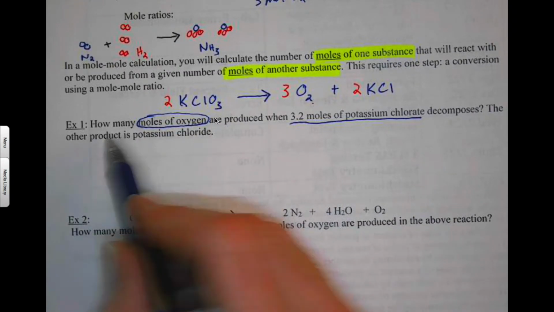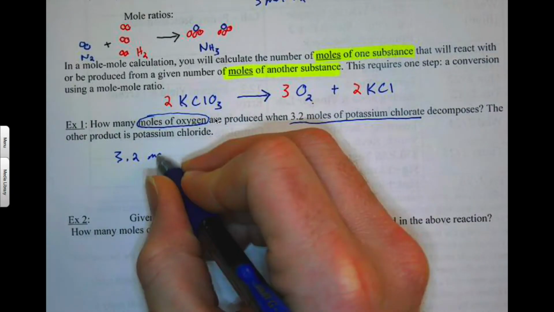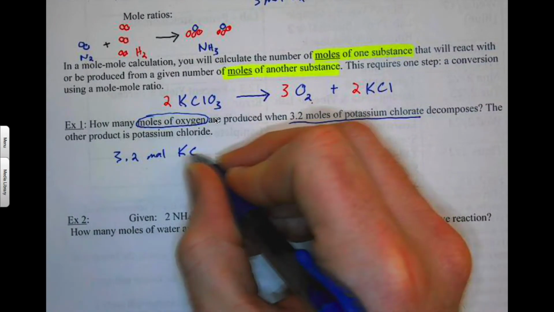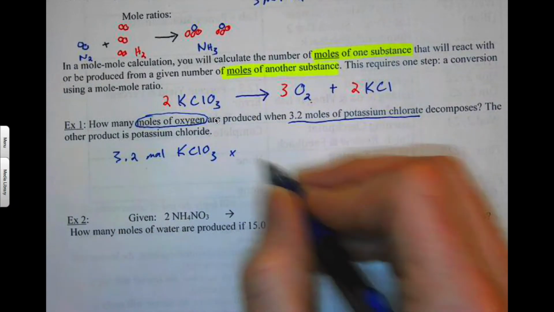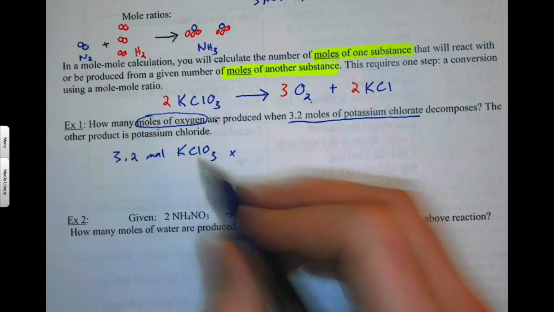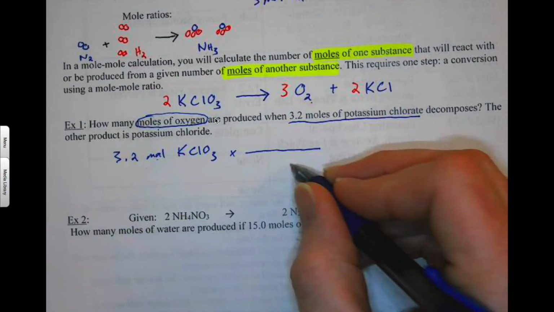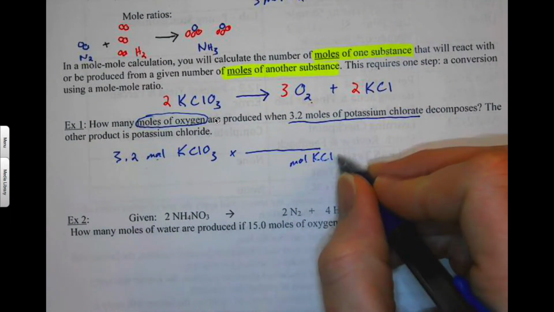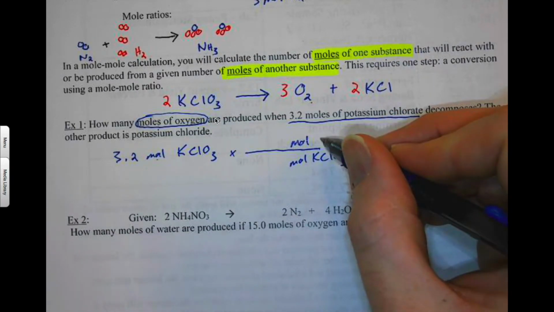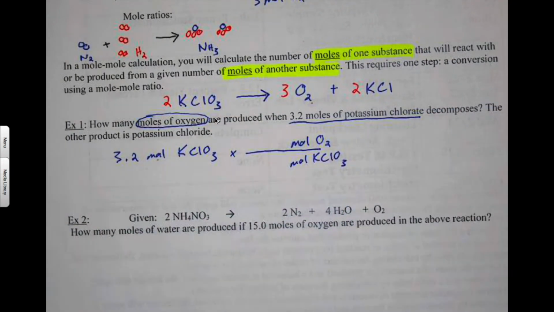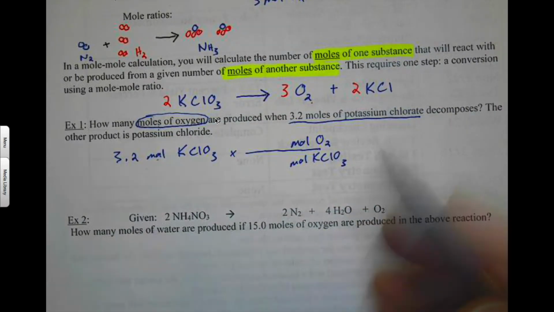Now, so here we go. We started with 3.2 moles of potassium chlorate, KClO3, and it decomposes. And so we want to know the moles of oxygen. So we're just going to multiply by that mole ratio. This time we're going to put moles of potassium chlorate. And this is where it's important to actually put the substance. And then we're going to put moles of oxygen on top. Okay? And so we have moles over moles. All right? When that happens, we use the coefficients in the equation.